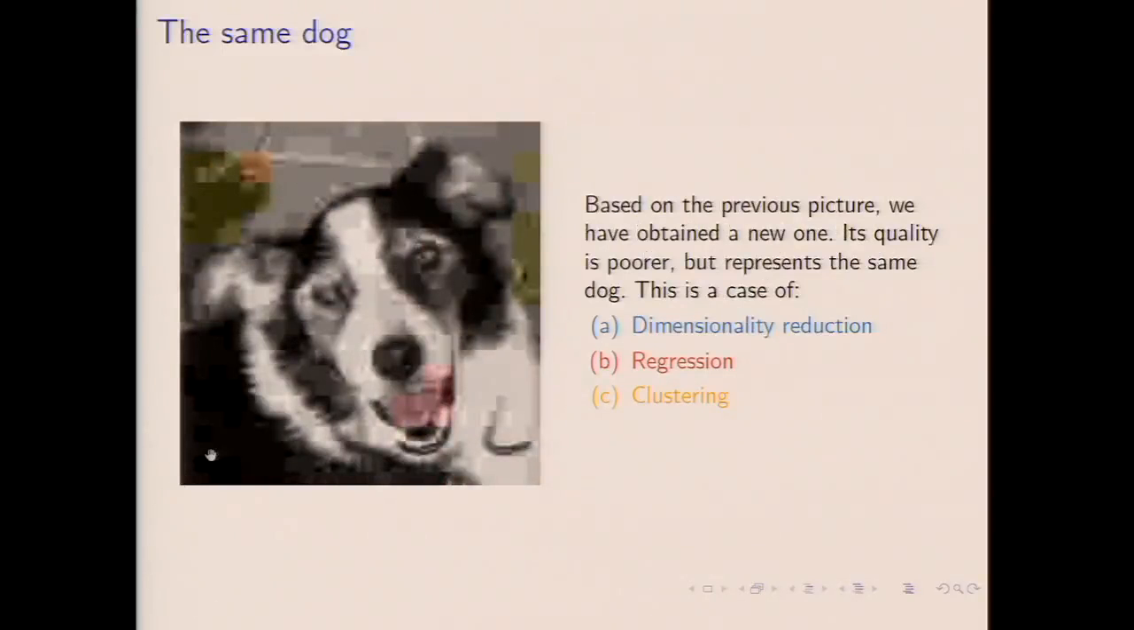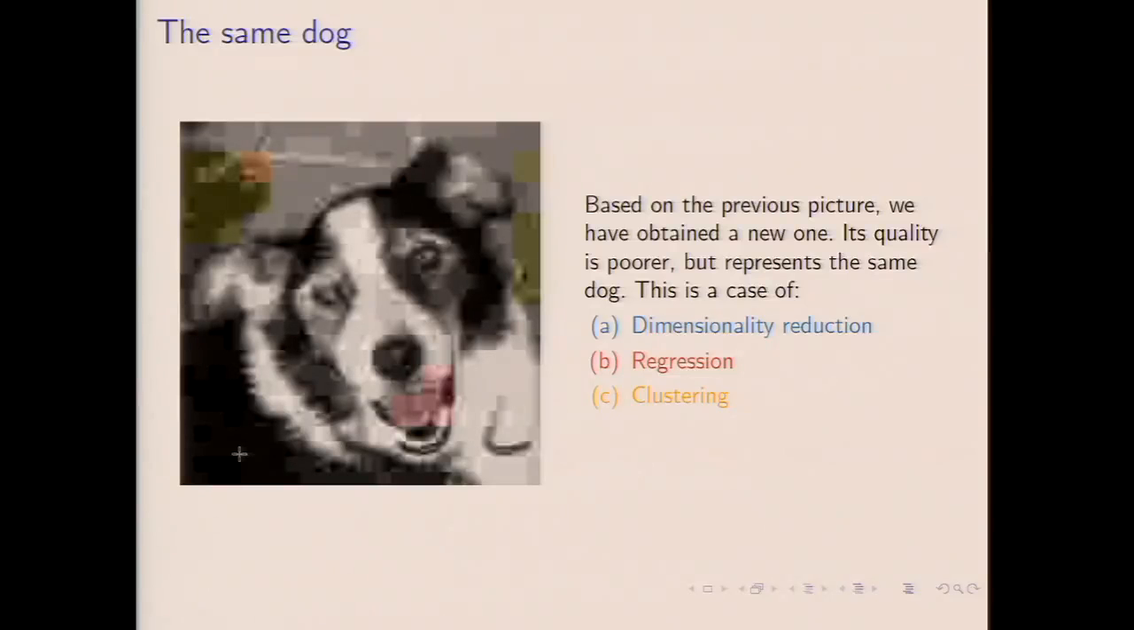The next one, you compare these two pictures, okay? Can you see a dog in both of them? Okay. So in this case, we start with a collection of pictures, and then we obtain a new picture, right? But we want the picture to be simpler, or smaller in terms of size, but we wanted to represent the same information. What have we done here? Dimensionality reduction, regression, or clustering? Dimensionality reduction because we are eliminating redundancy, right?